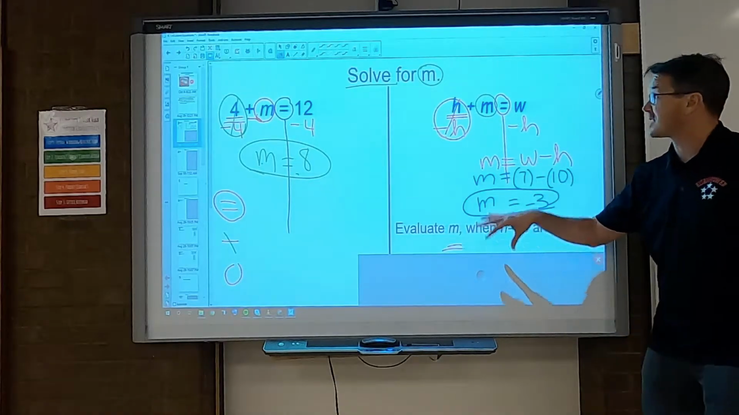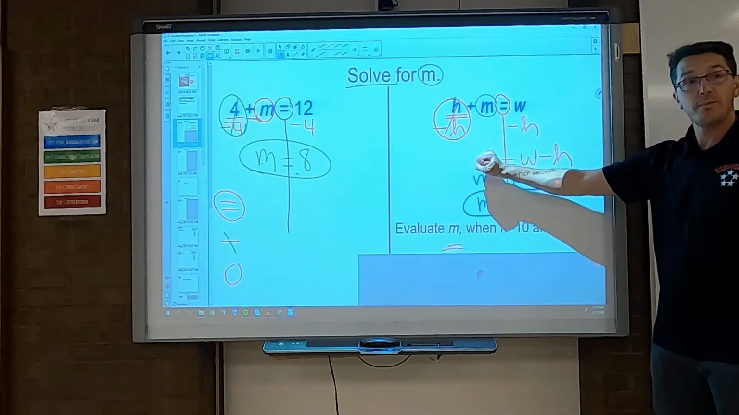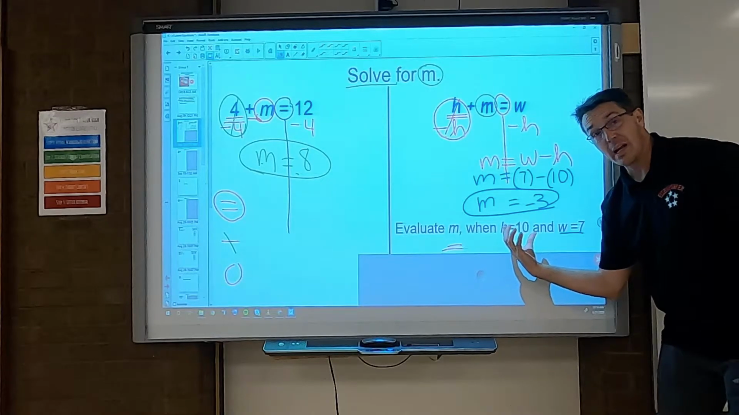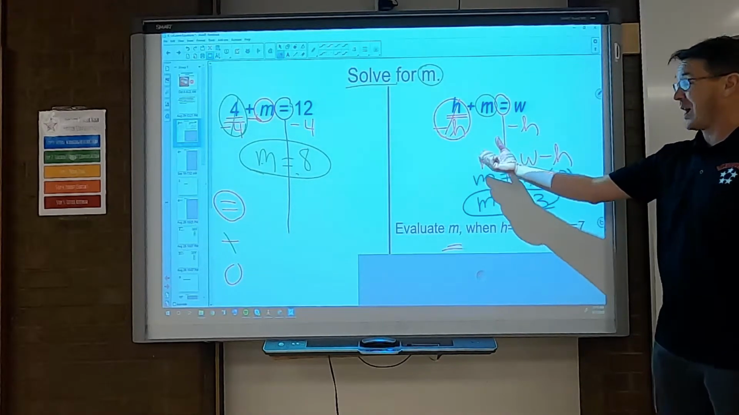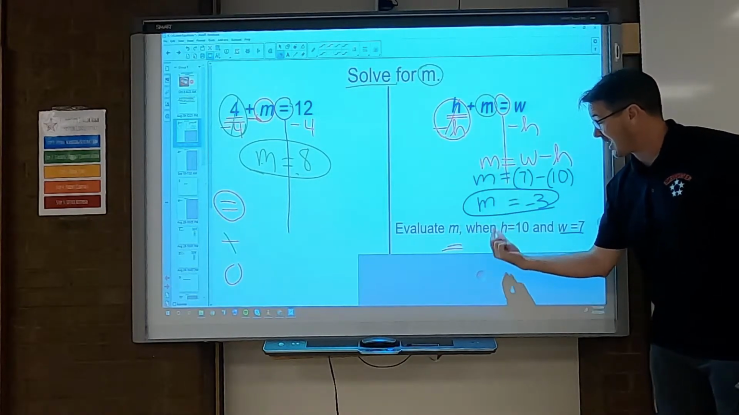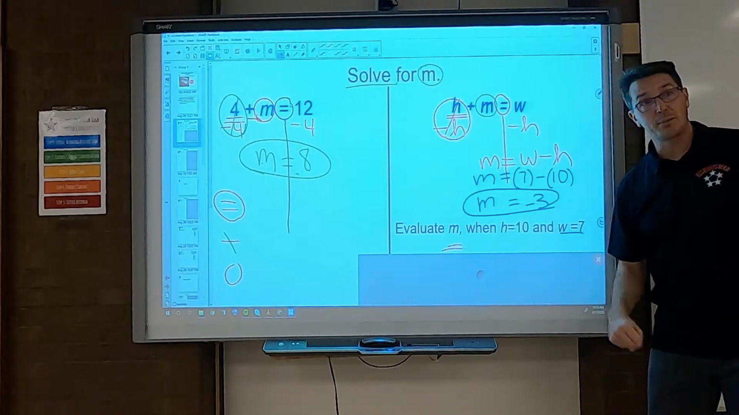And I did that because I took m, got it alone, and then I evaluated it and substituted those values in to find out what m was. Here, I didn't know what it was. I knew m was just w minus h. But when I found out what to plug in there, now I was able to do so.